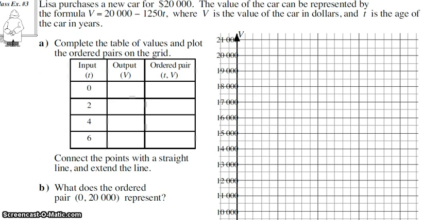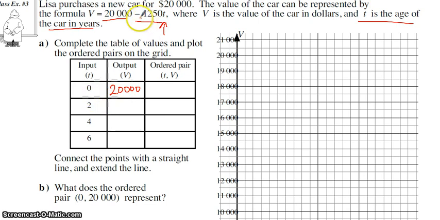Lisa purchased a new car. The value of the car can be represented by this formula. So you start with 20,000, and every year it minus 1,250. So t is the age of the car. In other words, the car depreciates. Over time it gets cheaper and cheaper. So in year 0, when you first get it, you plug in 0 for t, and that's the original price.